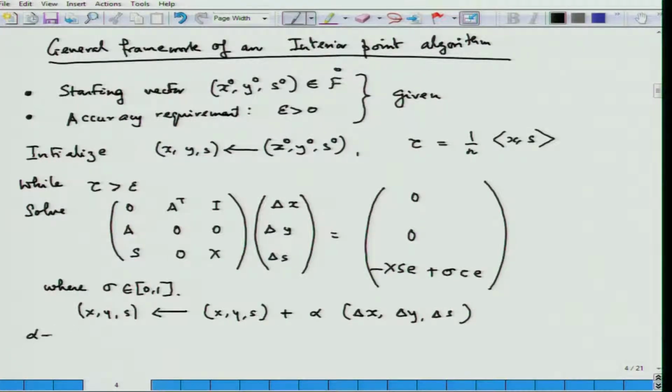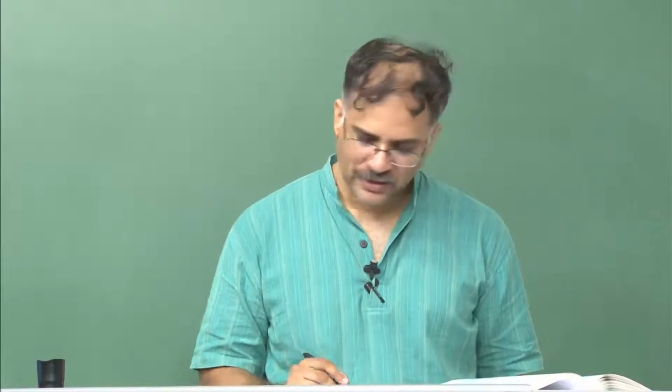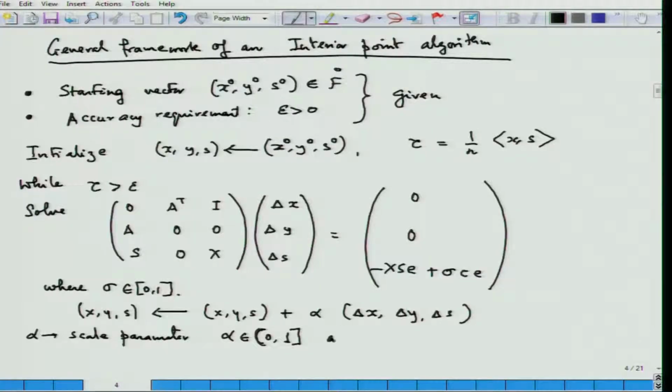So, alpha is called the scaling parameter, or the scale. This scale parameter alpha has to be chosen between 0 and 1. Of course, it cannot be 0, that is not fair. 0 means you are talking about the exact solution, but that is not possible. So, alpha is between 0 and 1, an interval excluding 0, and this denotes my suitable scale parameter or step size. So, it is also called step size.